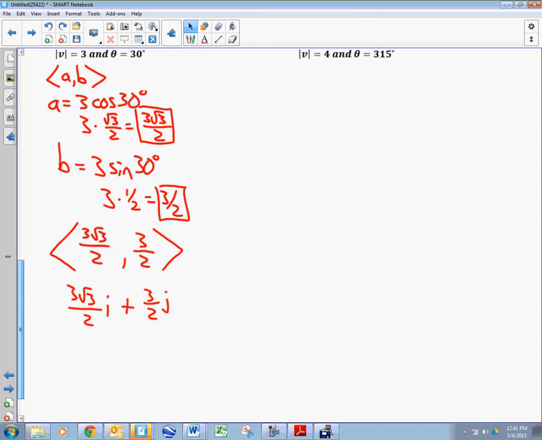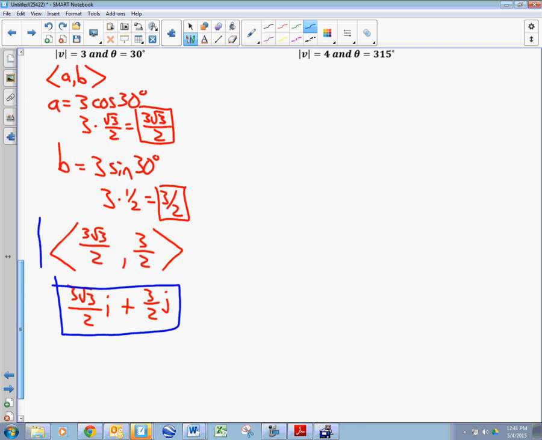There are times that your book asks for this. I won't ask for this on the test. I just want you to understand so you can understand the assignment and how they're interpreting the answers in the back of the book. But this is what I'll be looking for. They might ask you to do it in terms of i and j. They might also ask you to, given i and j, go the other direction, which is what we'll do next. Okay. All right, we look at the next one.